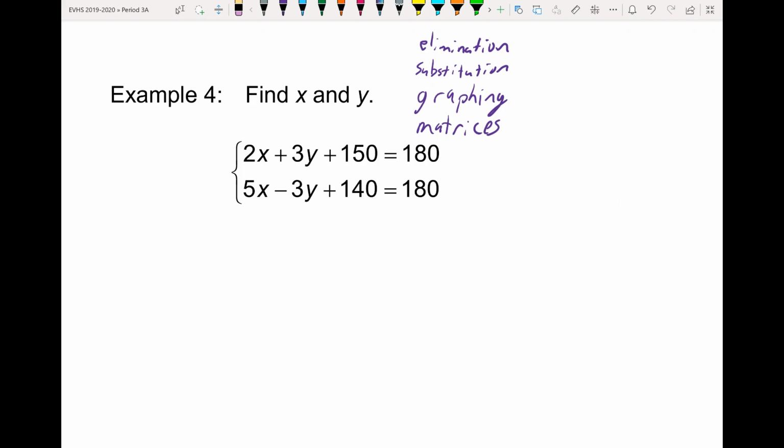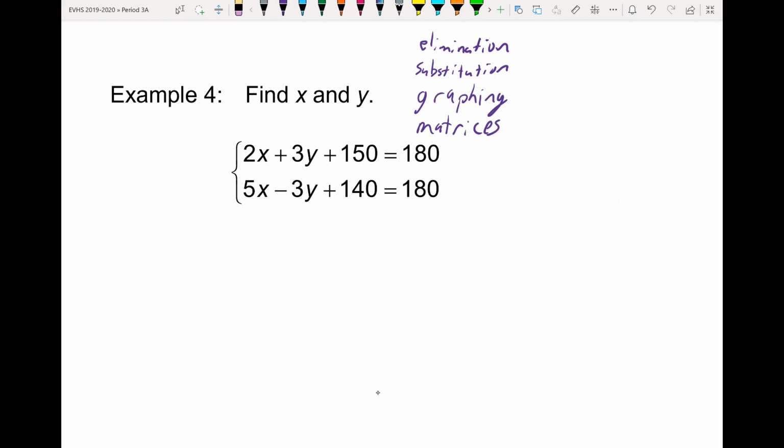One of them is most likely used when you have like x equals something. It's easy to substitute. Elimination is when I see something like this, where I've got in both equations the same variable with a different sign. That lends itself very well to elimination. So that's what we're going to do.